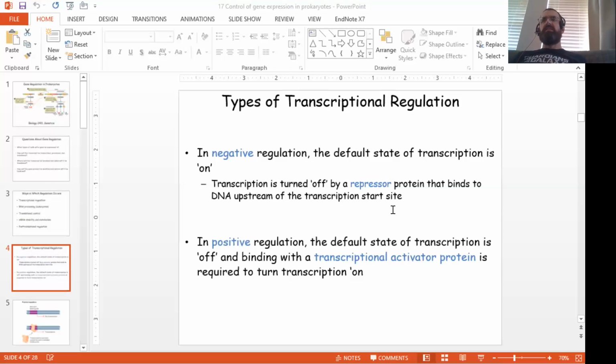There are other genes, and this is typically more common in prokaryotes, which are always on, right? And so they need to be turned off. Otherwise, you might produce them when you don't need to.